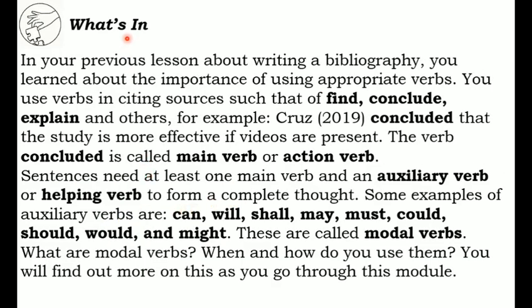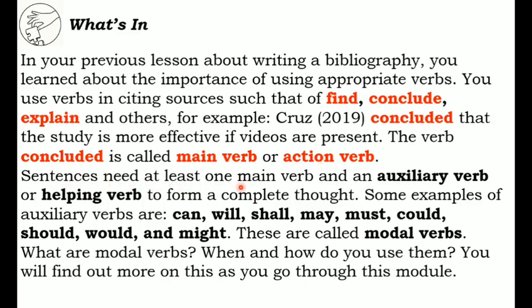Okay, what is new? In your previous lesson about writing a bibliography, you learned about the importance of using appropriate verbs. You use verbs in citing sources such as find, conclude, explain, and others. For example, Cruz 2019 concluded that the study is more effective if videos are present. The verb concluded is called main verb or action verb.